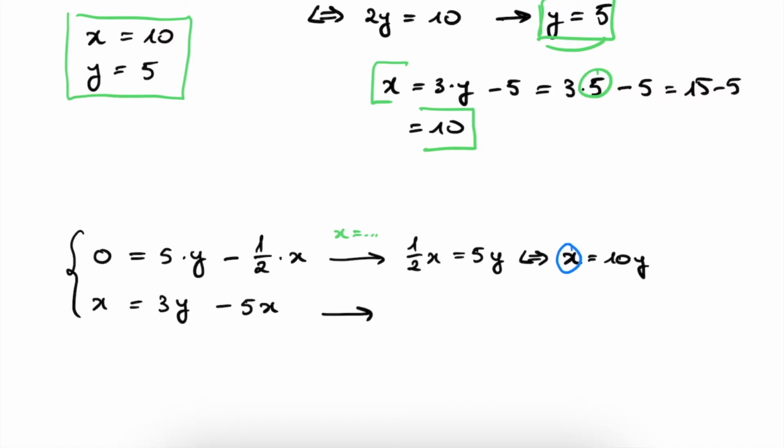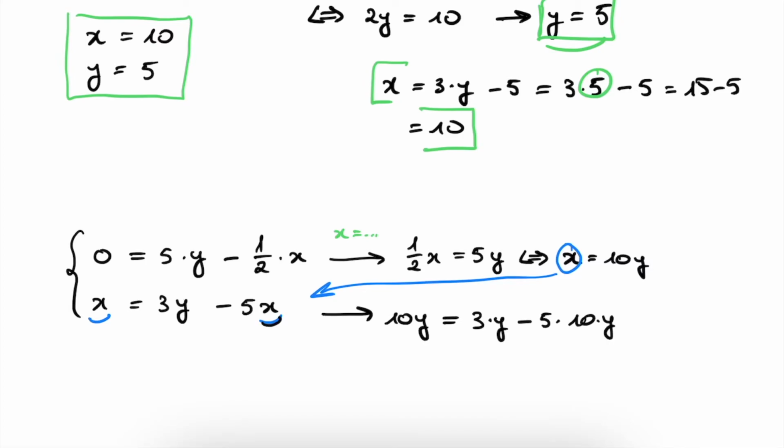Then we take this expression of x and fill it in our second equation. So we get that x is equal to 10 times y. So this is what we fill in here and here. So we get x, which is 10y, is equal to 3 times y, which we just copy, minus 5 times 10 times y, because x is equal to 10 times y.